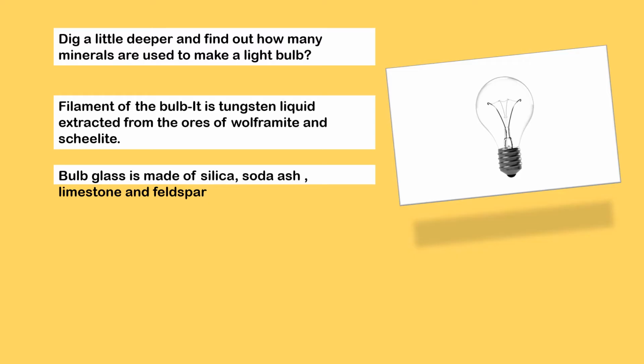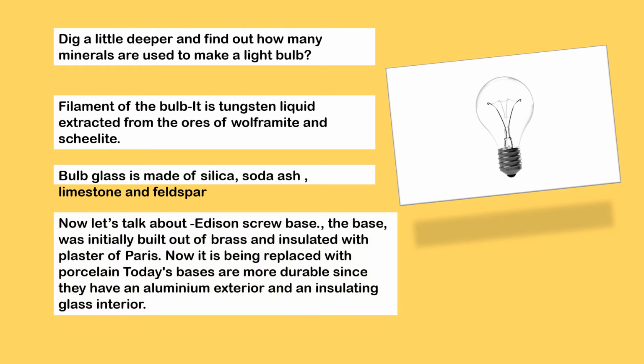Now let's talk about the base. It's called the Edison screw base. The base was initially built out of brass, as you can see here, insulated with plaster of Paris. Now it is being replaced with porcelain. Today the bases are more durable since they have an aluminium exterior and an insulating glass interior.